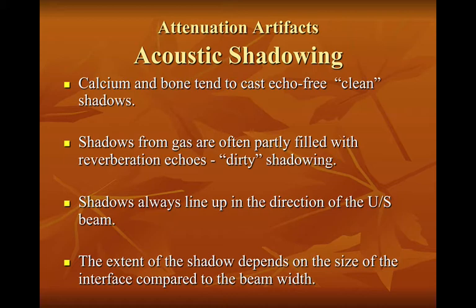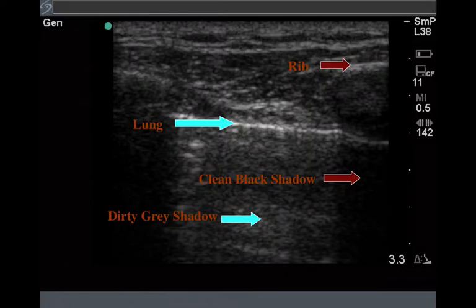And obviously our body, with bowel gas and lung, has lots of this artifact. The other important thing is that shadows always line up in the direction of the ultrasound beam, and the extent of the shadow depends on the size of the interface compared to the beam width. So here we have a longitudinal section taken with the linear transducer of the second interspace.